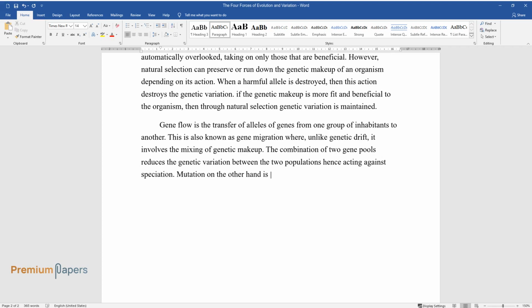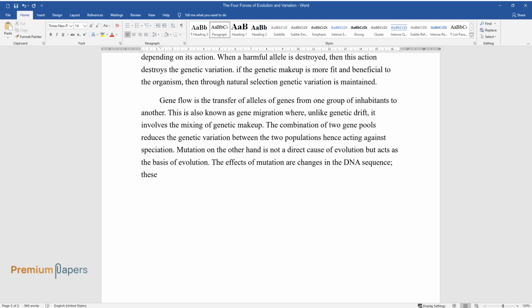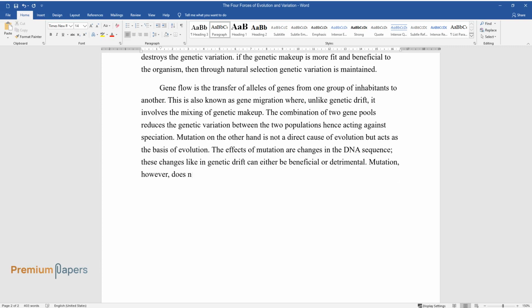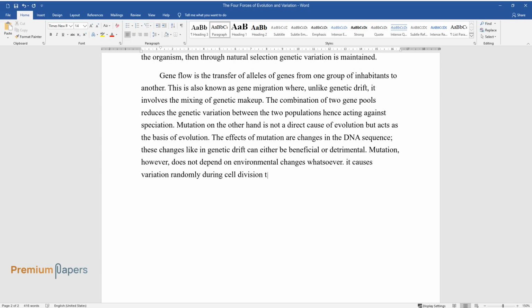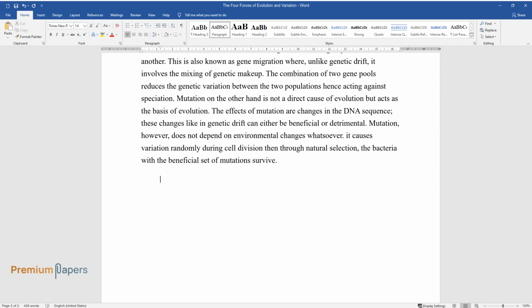Mutation, on the other hand, is not a direct cause of evolution but acts as the basis of evolution. The effects of mutation are changes in the DNA sequence. These changes, like in genetic drift, can either be beneficial or detrimental. Mutation, however, does not depend on environmental changes whatsoever. It causes variation randomly during cell division, then through natural selection, the bacteria with the beneficial set of mutations survive.